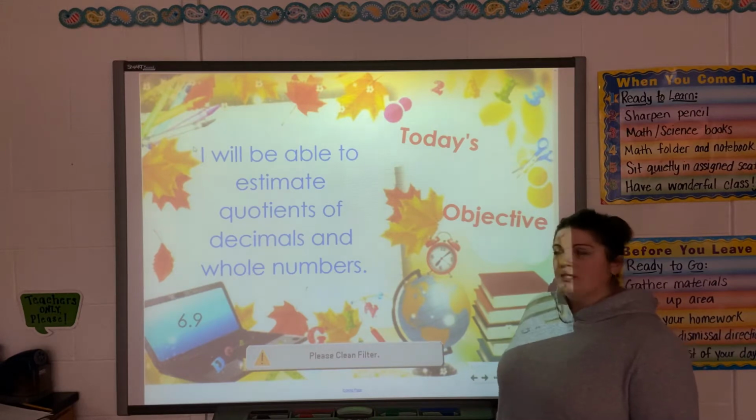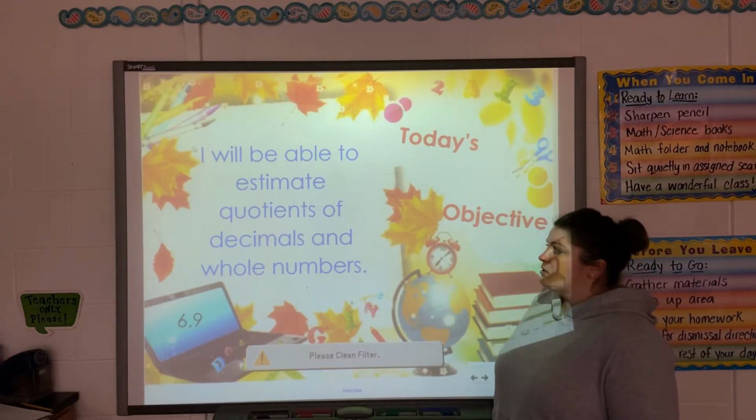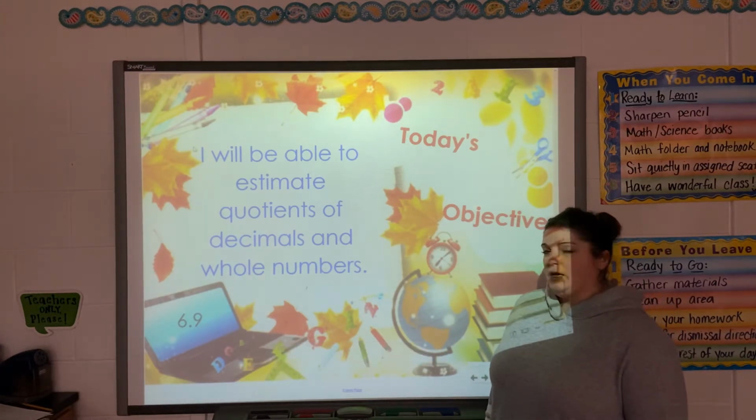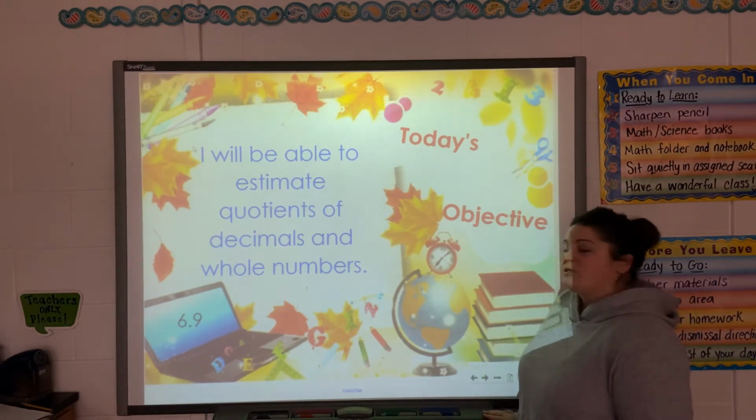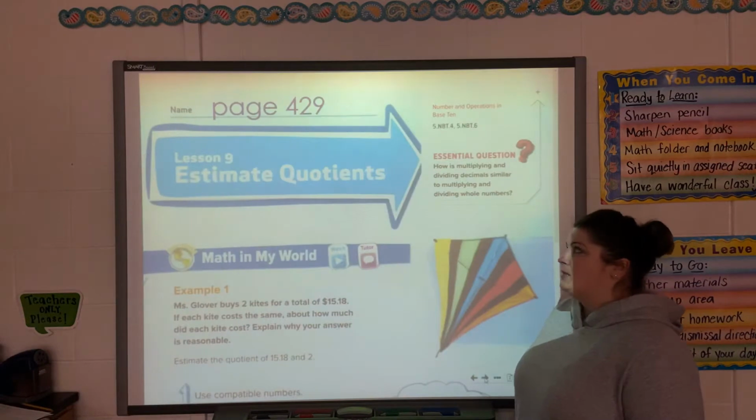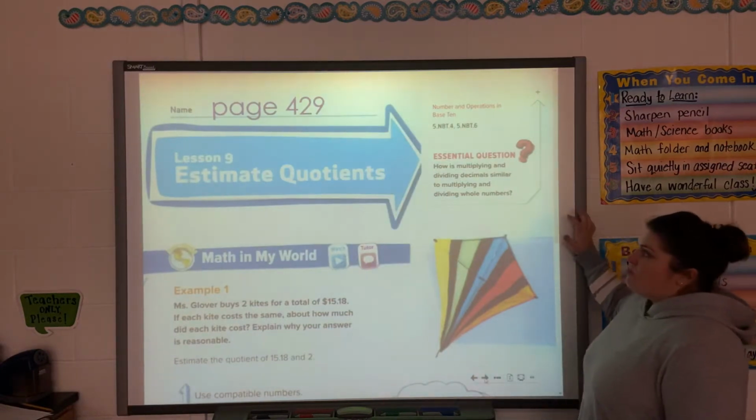Our objective for today: I will be able to estimate quotients of decimals and whole numbers. So we're getting into dividing with decimals today, but first let's estimate. In your My Math books, please go to page 429.